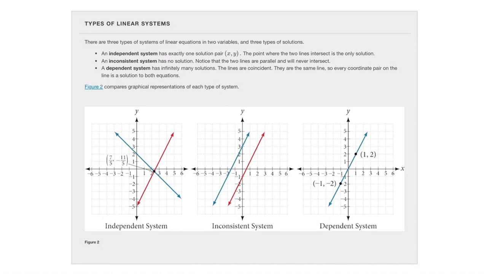There are three types of systems of linear equations in two variables. An independent system has exactly one solution pair. That's where the lines intersect. An inconsistent system has no solutions. That occurs when we have lines that are parallel and they never intersect. And then a dependent system has infinitely many solutions. This is where one line coincides with the other, or lies on top of the other, or in other words, is a multiple of the other. So we have infinitely many solutions there.